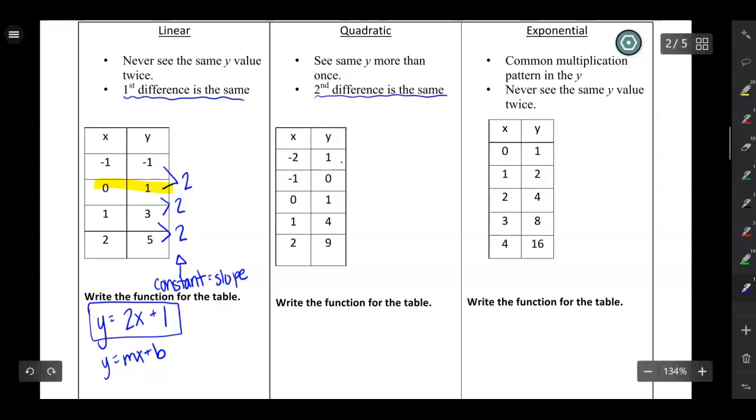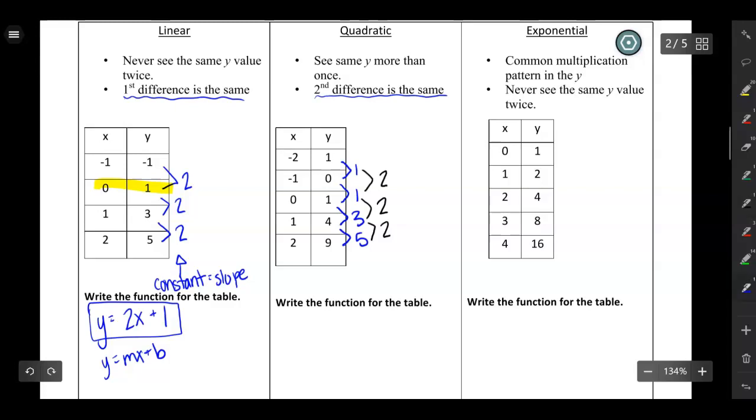What I'm looking at is the difference between the two y values. So the difference between 1 and 0 is 1. The difference between 1 and 4 is 3. And the difference between 4 and 9 is 5. The second difference is when I start looking at the difference between these differences that I just calculated. So the difference between 1 and 1 is 2. Between 1 and 3 is 2. And then between 3 and 5 is 2.